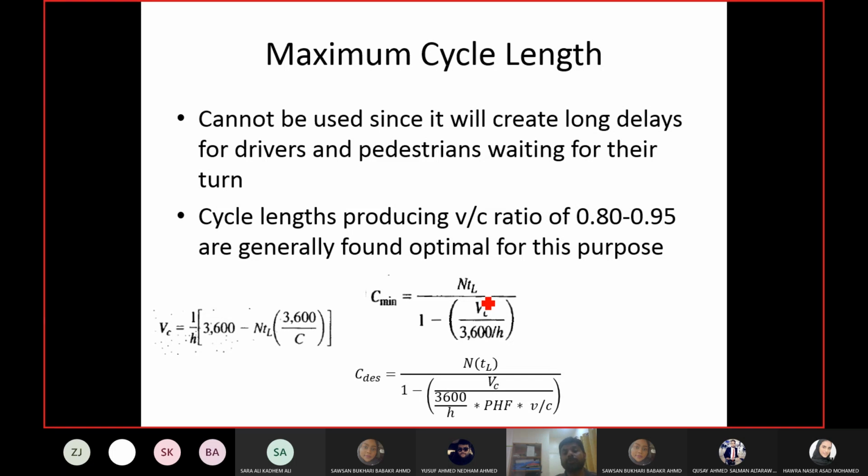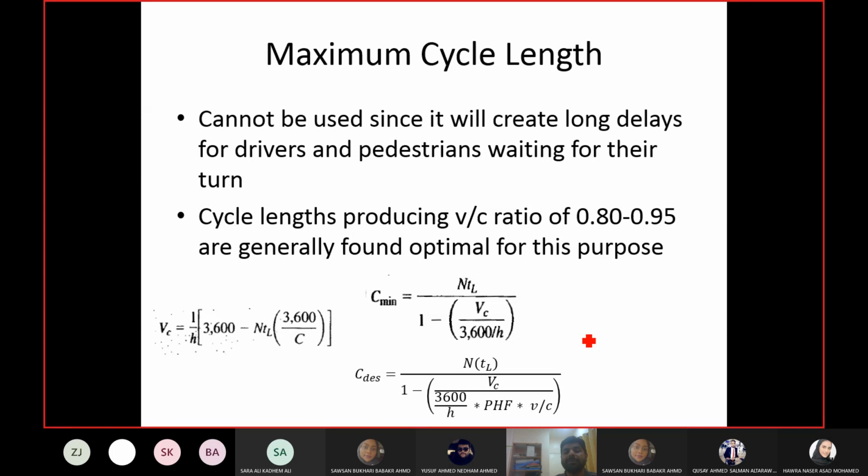So to convert the volume into flow rate, meaning VC into flow rate, I must divide VC with PHF. PHF is what? Peak hour factor, yes. So I must divide VC, the volume, with peak hour factor to convert volume to flow rate. Okay, this is one thing we do. Second thing is divide volume by the V by C ratio as well.